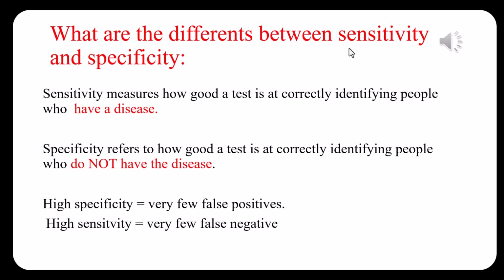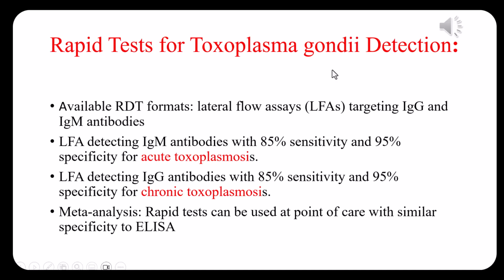That's the difference between sensitivity and specificity. Sensitivity tells you that you have the disease, while specificity tells you that you don't have the disease. High specificity means very few false positives, and high sensitivity means very few false negative results. So now we have the rapid test for Toxoplasma gondii.